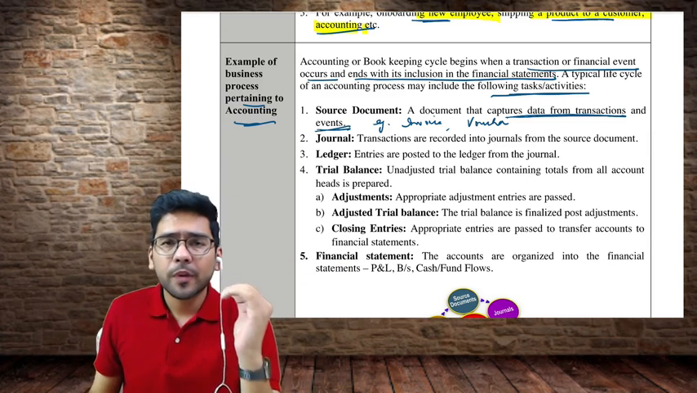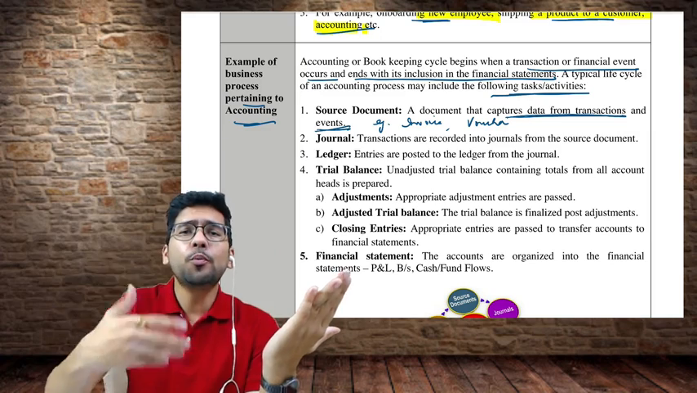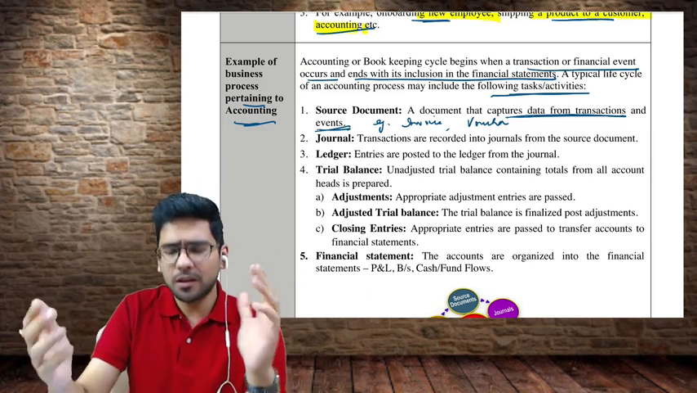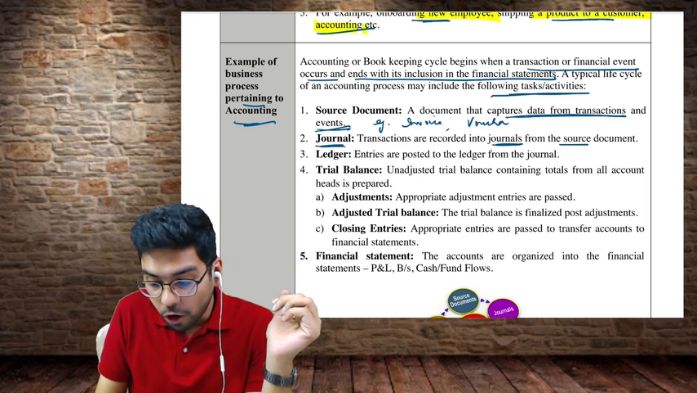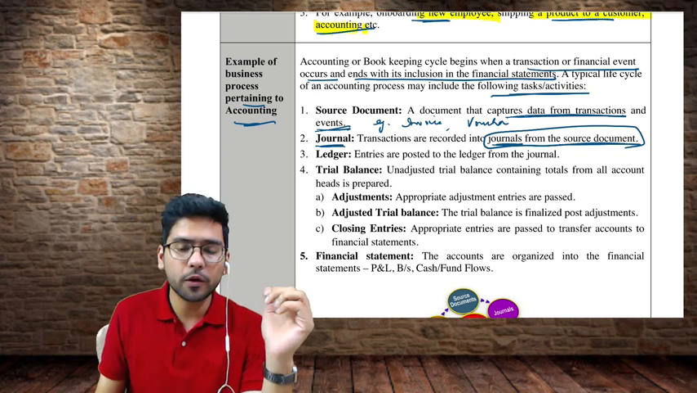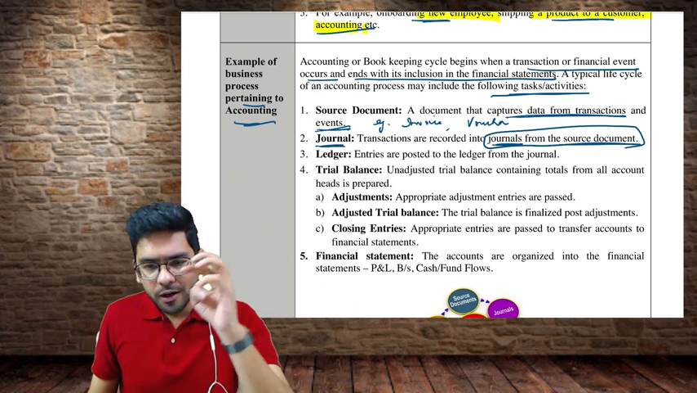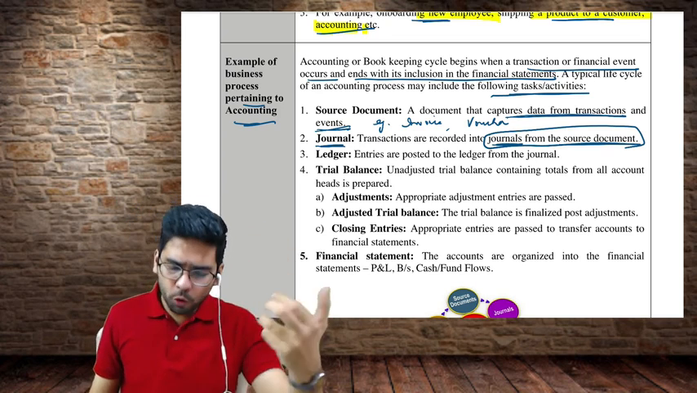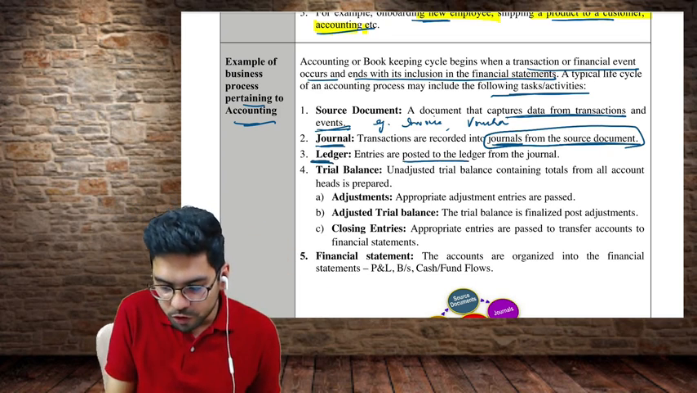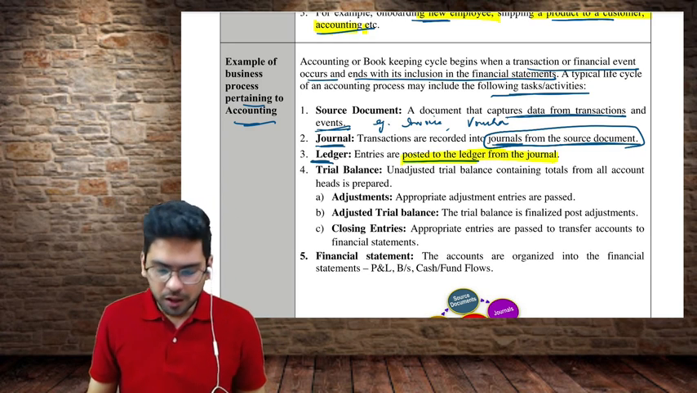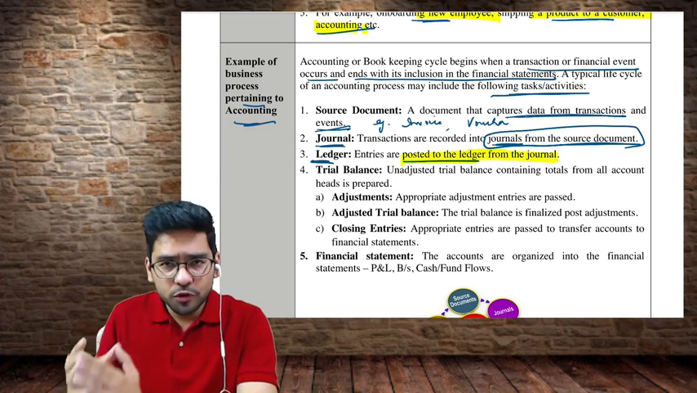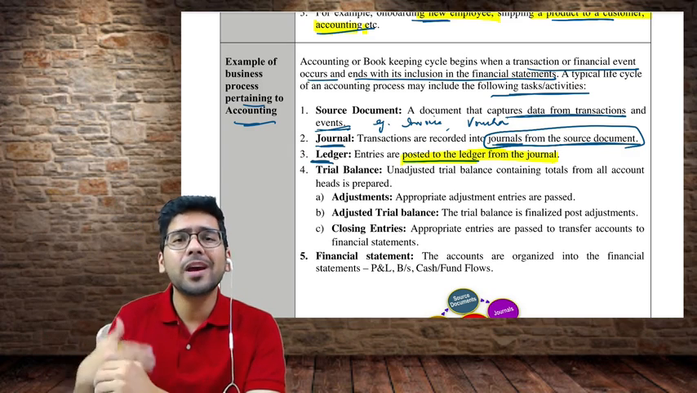Now obviously I have the document, so I'm going to pass an entry for the purchase, maybe a journal. Okay, so then the journal entry is passed. Transactions are recorded in the journals from the source documents. Once the transactions are recorded in the journal, the next step, you all know this, is the entries will be posted to the ledger from the journal. Once the ledger posting is done, then we are going to make the trial balance.